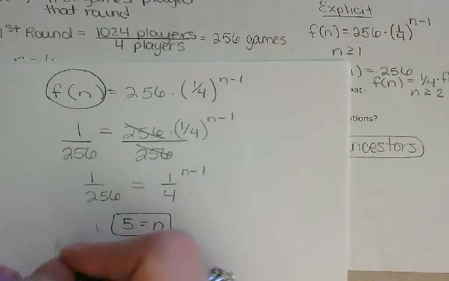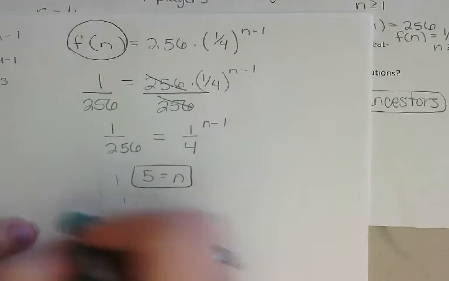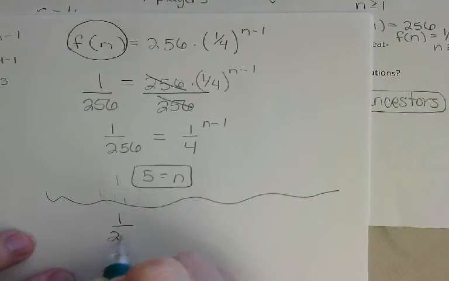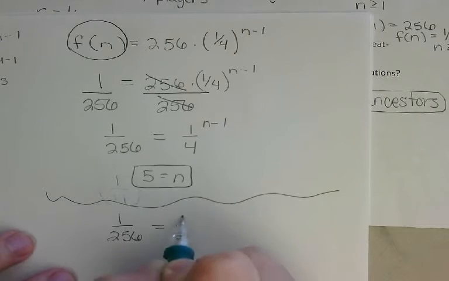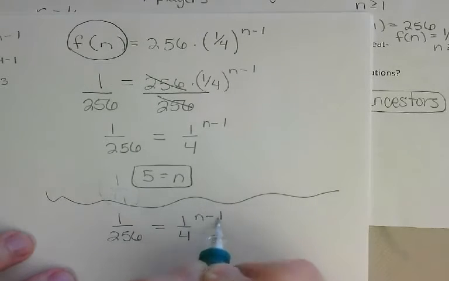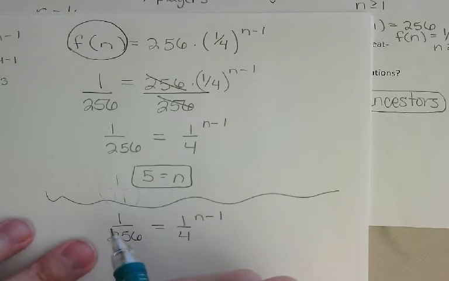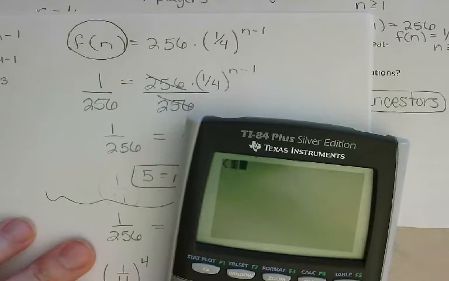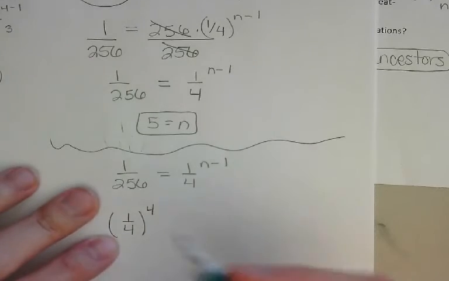But now let's say you're like, well, I still need to know how to figure that out without just plugging it in. So you can also rewrite this. The 1/4 to the 4th power, let me show you that. 1/4 to the 4th power is 1/256.